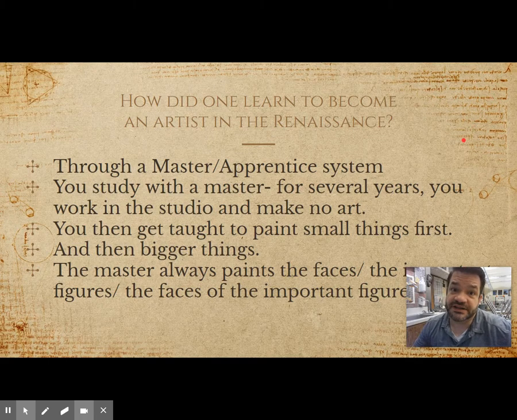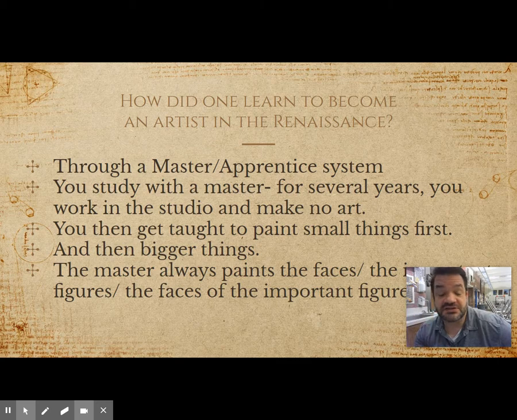So to become an artist during the Renaissance, you have to get attached to a master, and you're going to have to apprentice with him for many years. That means you work in the studio and you just see how it all goes down. You have to be able to make paint, run errands, make the coffee, so to speak. And then you're going to start painting very, very small things.